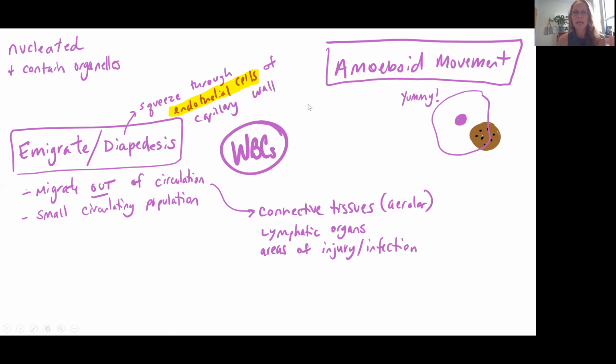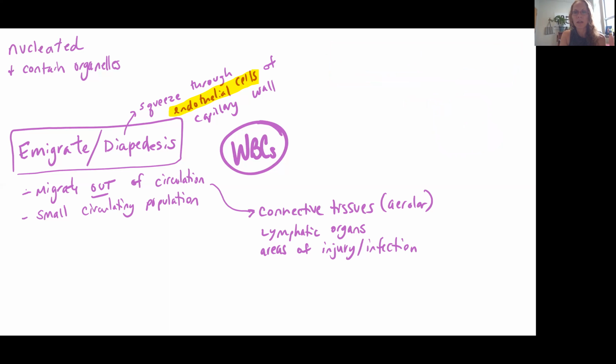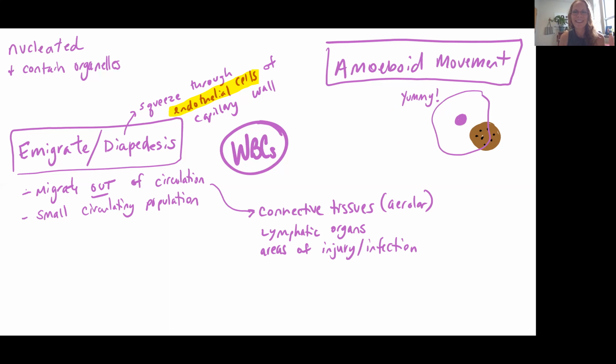So we describe this as amoeboid movement. I'm super proud of my little animation, so let's do it again. Okay. So this is how they can actually show up at places of injury or infection.